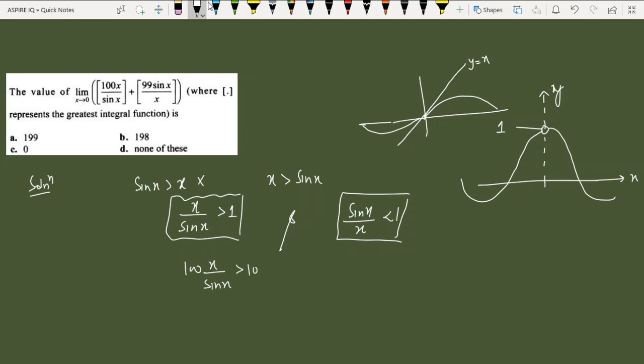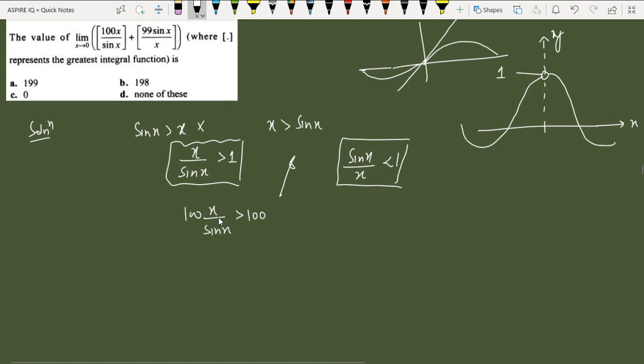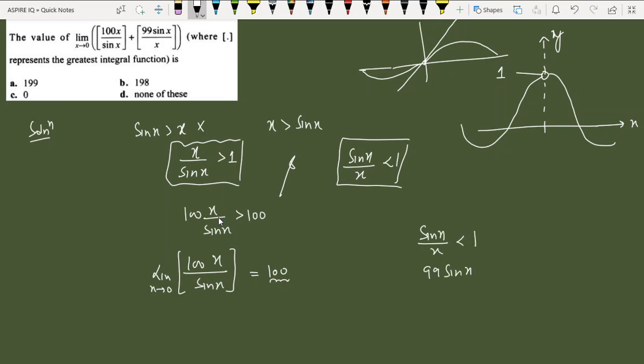So 100 x upon sin x will be slightly greater than 100. So the greatest integer part of this function for limit x tends to 0 is 100. Now come to the second part. Sin x upon x is less than 1, so 99 sin x upon x is less than 99, which means something like 98.99.